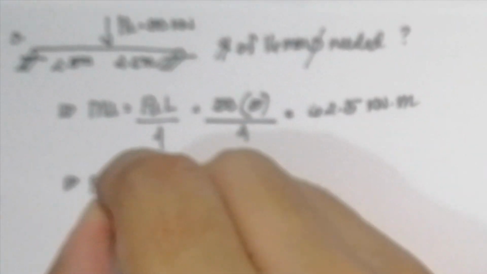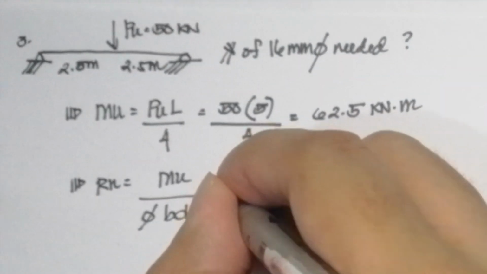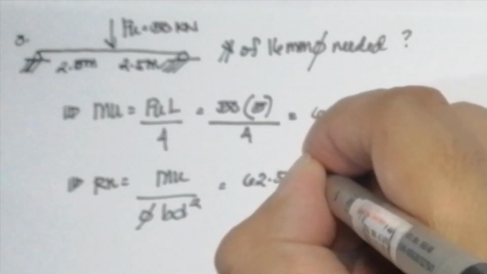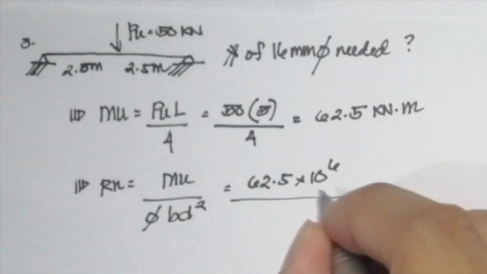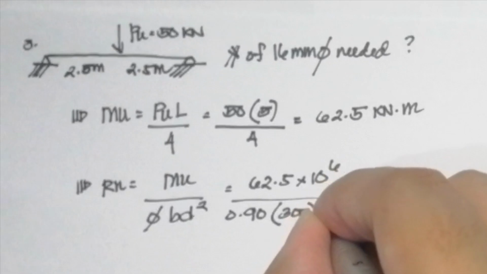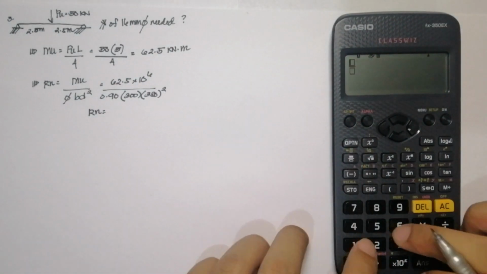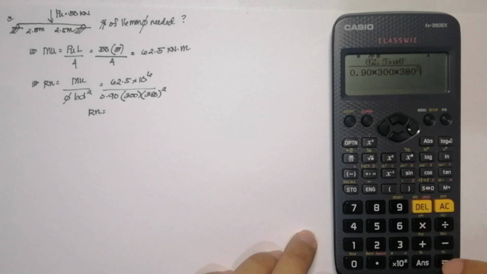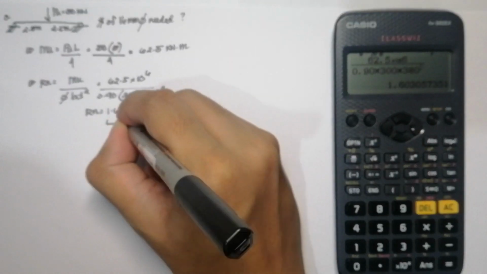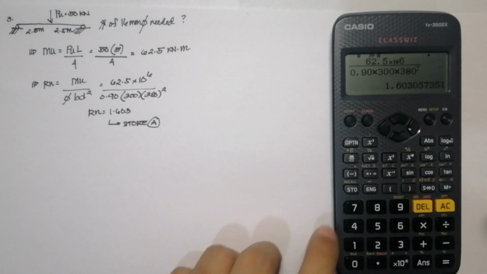So from here, we are going to use this value to determine the required area of the steel. So back to our step-by-step process. First, we need to solve for Rn. It is equal to Mu over phi bd squared. Mu is 62.5 multiplied by 10 raised to 6, again, to change it to Newton millimeter, our phi is 0.90. The base of the beam is still 300 and its effective depth is also still 380 squared. So the value for our Rn is equal to 1.603. And don't forget to store it in any variable in your calculator to avoid discrepancies.